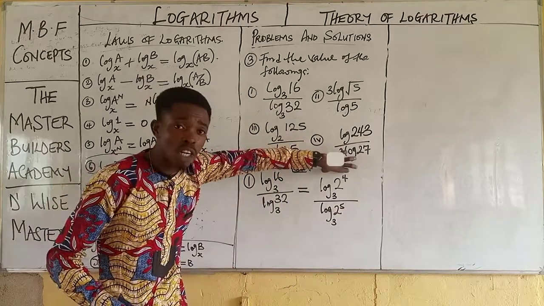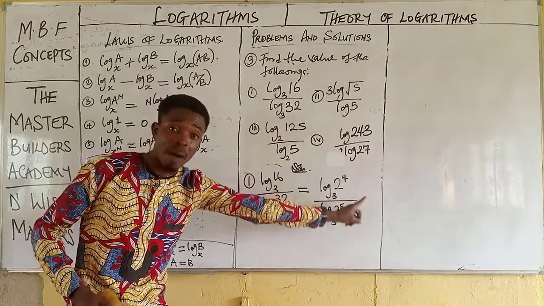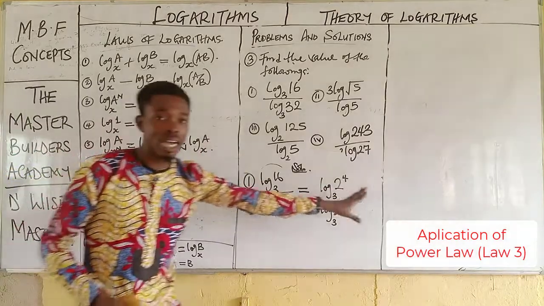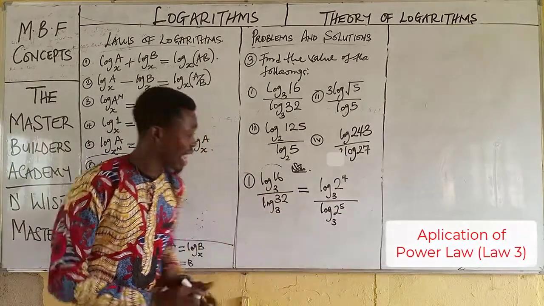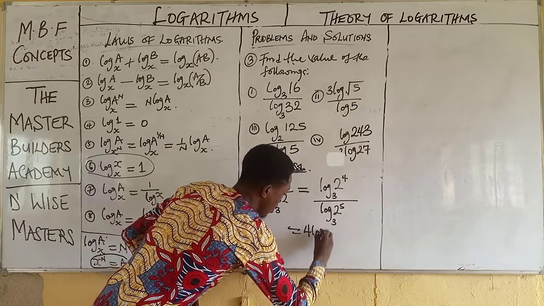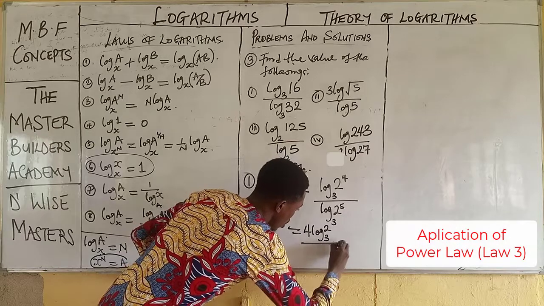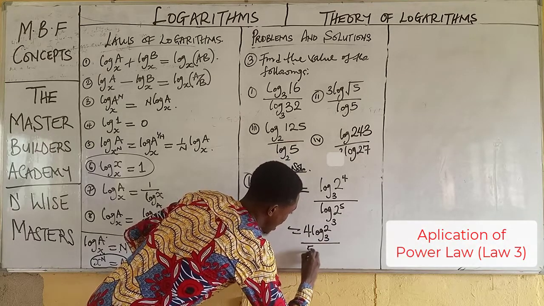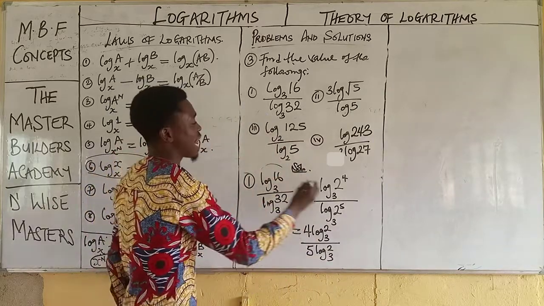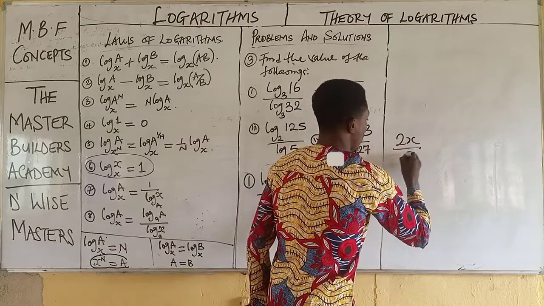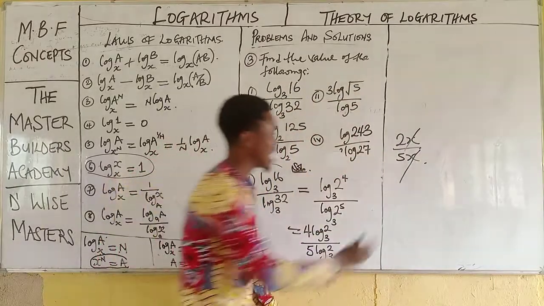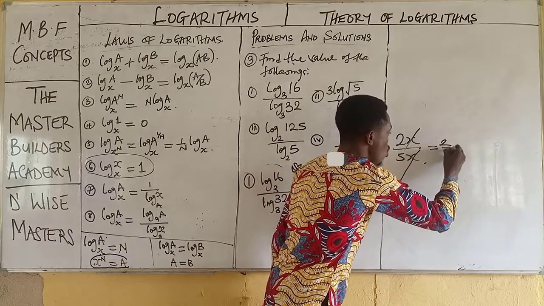Now for the numerator, we find out that the number has a power. Quickly we are going to make use of law number 3, so we can remove the power. Same thing we are going to do at the denominator. Hence, we have 4 log 2 base 3 all over 5 log 2 base 3. So you find out now, if I have 2x over 5x, remember that x will cancel x, and at the end, your final answer will be 2 over 5.